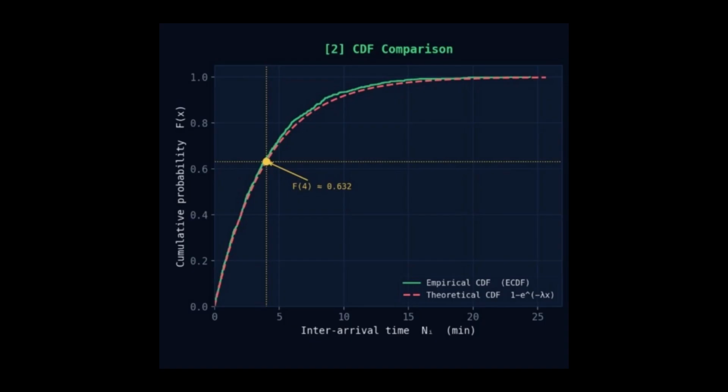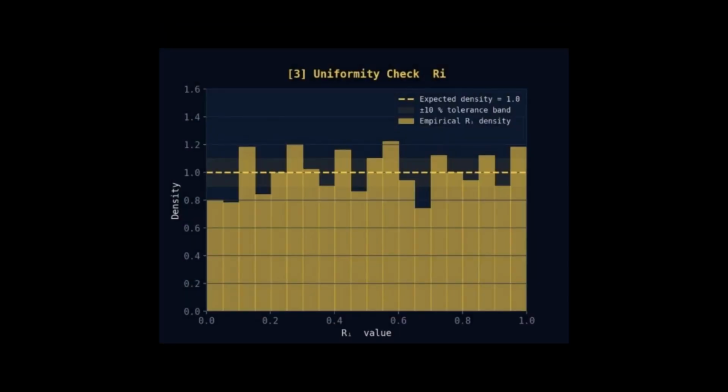Pay attention to the yellow marker. At x equals 4, F of 4 is approximately 0.632. This tells us that 63.2% of the generated interval times fall below 4 minutes. This matches the theoretical value of 1 minus e to the negative 1, equal to 0.6321.